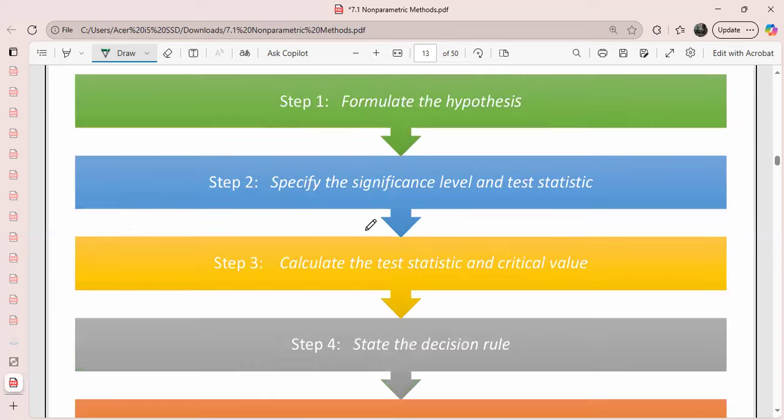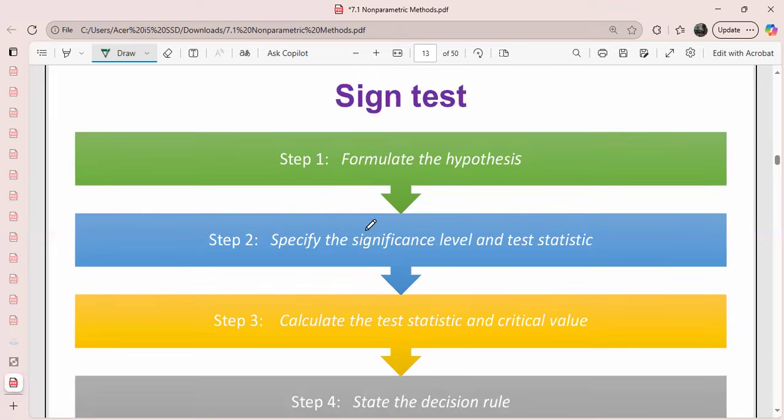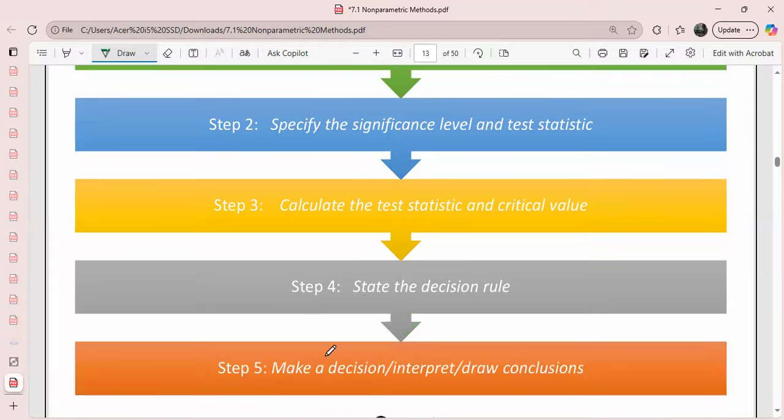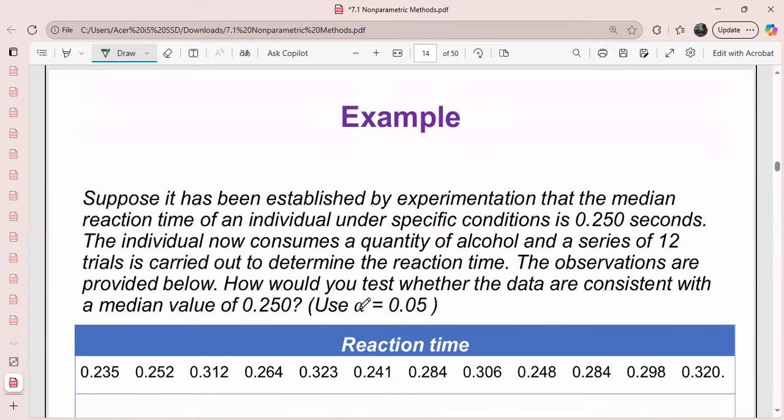Okay, let's see. Same steps. Step 1, you formulate the hypothesis, the null and alternative hypothesis. Step 2, you specify the significance level as alpha, and also write the correct formula for the test statistic. Step 3, you calculate the test statistic and also the critical value, meaning there's a table that you are going to use. I'm going to explain that at a later stage. Step 4, you state the decision rule. Then step 5, you make a conclusion, you interpret, then you also draw conclusions. Let's look at the example.